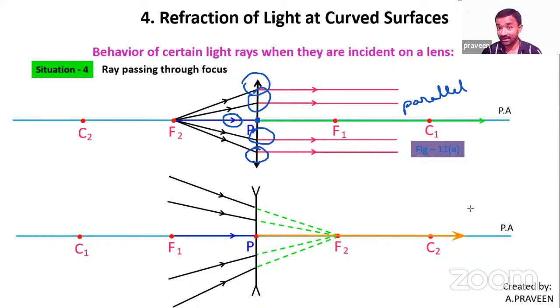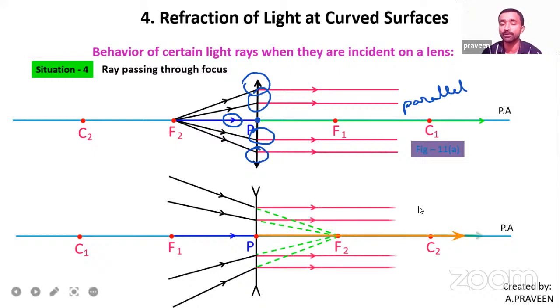Here, it is similar to the figure 8 A, B, C, D given in your textbook, but opposite, right? Here the rays appear to meet at a point, but they won't meet at a point because after the lens, they are going to refract. So after refraction, they won't meet at a common point. They become parallel here, so the light rays become parallel to the principal axis. So it is simply the opposite: figure number 8 ABCD and figure number 11 AB.